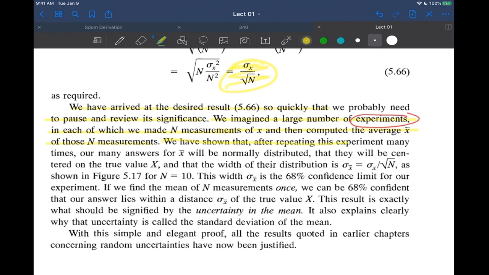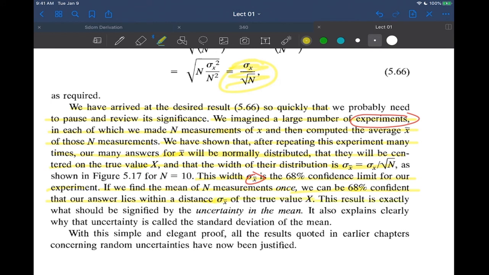But we have shown that after repeating this experiment many, many times, our answers for x bar will be normally distributed. That's our random errors. They will be centered around the true value x, and the width of their distribution is our good old standard deviation of the mean. Notice the little x bar in here; it's not the standard deviation, but of the mean now, and that's our key parameter. The 68% confidence limit for our experiment: if we find the mean of n measurements once, we can be 68% confident that our answer lies within a distance of sigma, the standard deviation of the mean, of the true value of x.